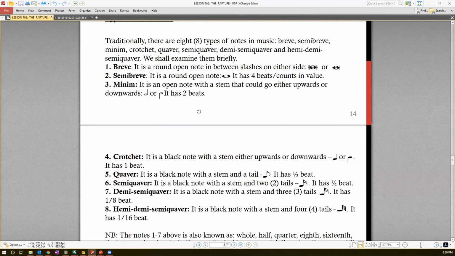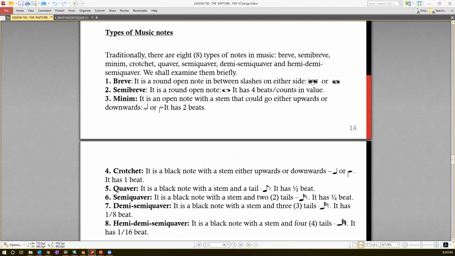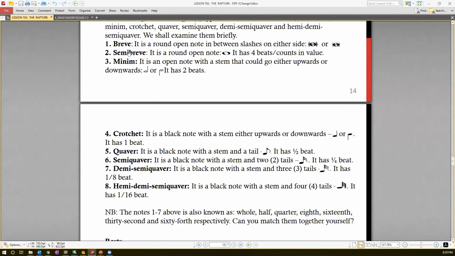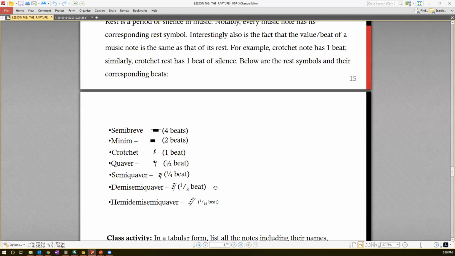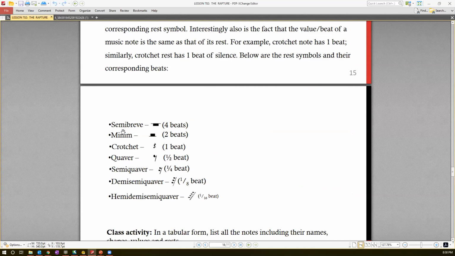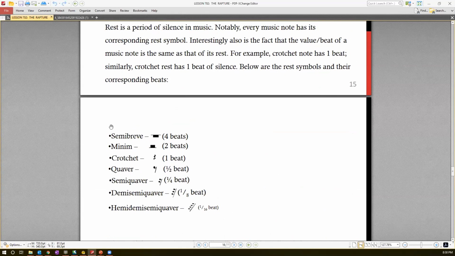Who knows the rest symbol for a breve? If you noticed, when we started, the rests started from the semi-breve. It didn't mention a breve. Our rests start from semi-breve, minim. What about the breve?